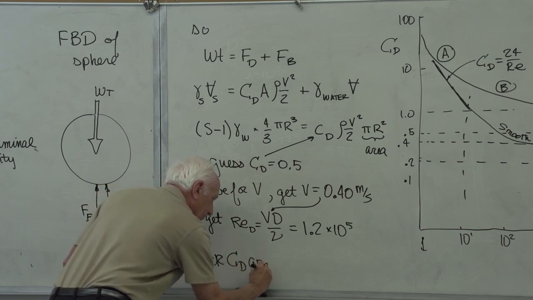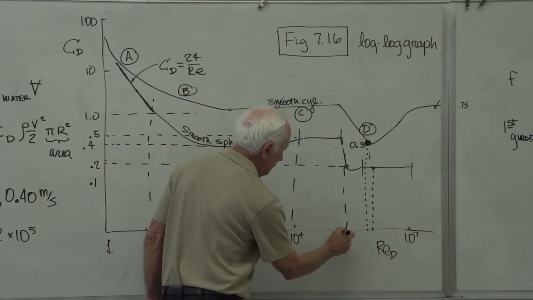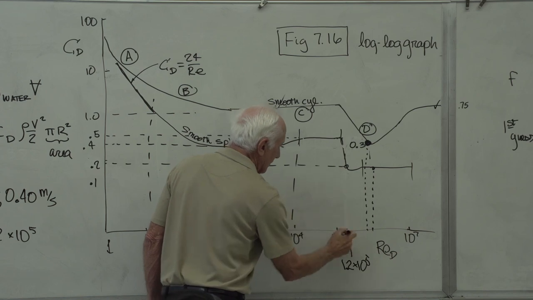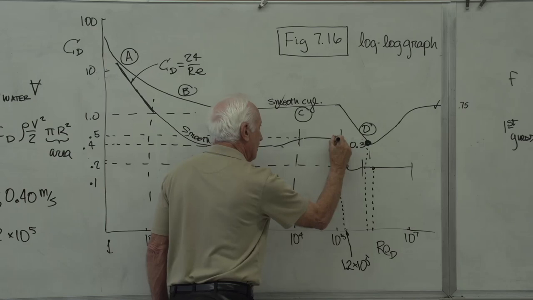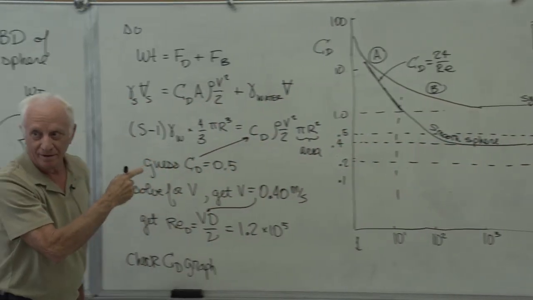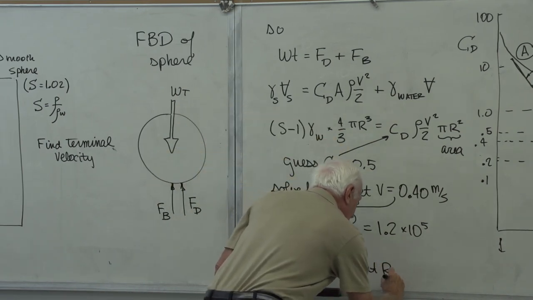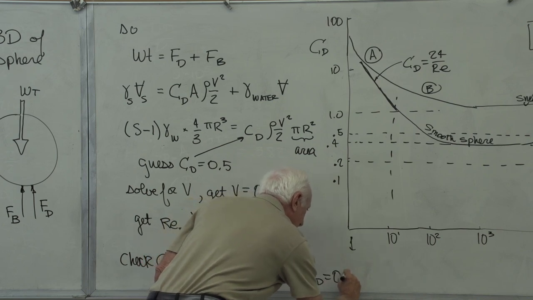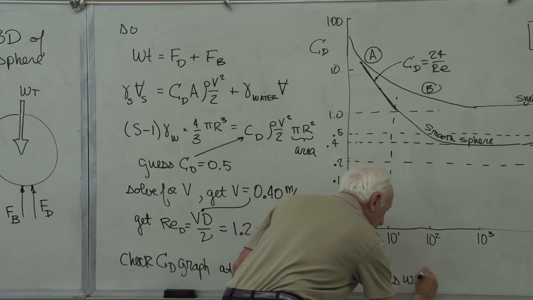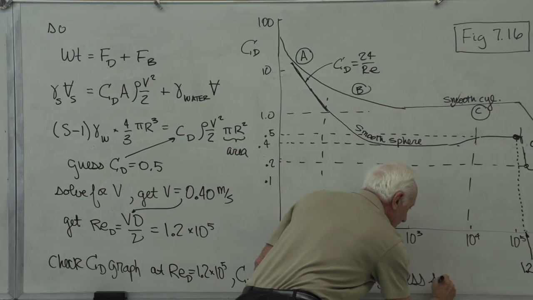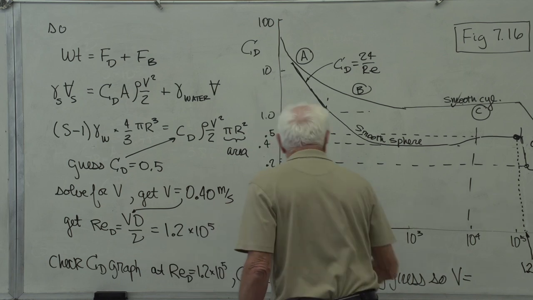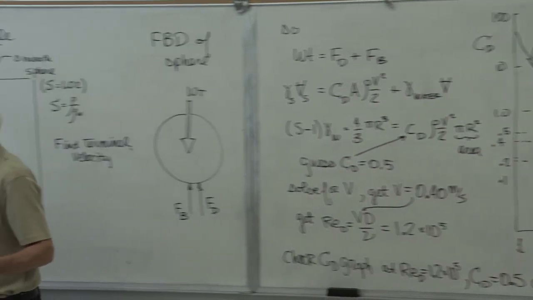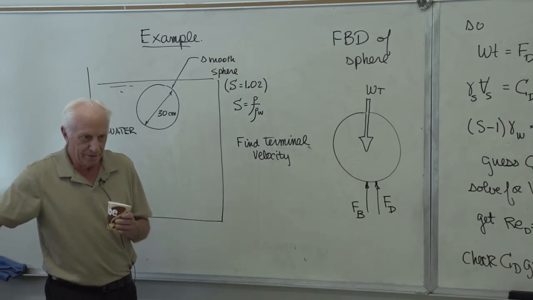Check the C sub D graph. Go over here, 1.2 times 10 to the fifth. Right here. Go up vertically. See what I get. Oh, I get 0.5. I'm a good guesser. At Reynolds number equal 1.2 times 10 to the fifth, C sub D is equal to 0.5. Checks with my guess. So the velocity, the terminal speed, I got it right there, 0.4 meters per second. And if you didn't guess right, you repeat it over again until the Fs converge.